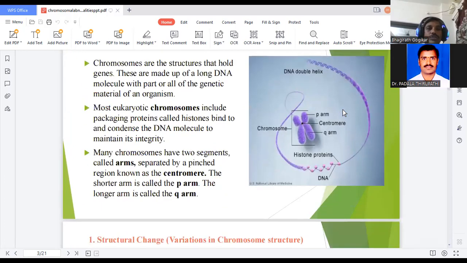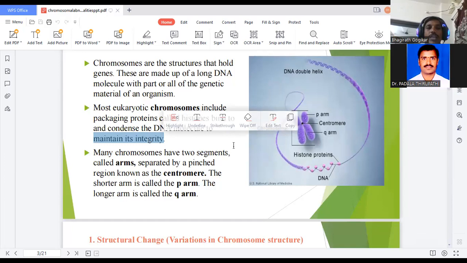So what are chromosomes? You know very well. Chromosomes are the structures that hold the genes in the form of genetic material, that is DNA. Most eukaryotic chromosomes include packaging proteins called histones, which bind and condense the DNA molecule to maintain its integrity. Every chromosome has two segments called arms. These two arms are connected by a small constricted area, a spherical part known as the centromere. On either side of the centromere we can see the two arms, the P arm and the Q arm.